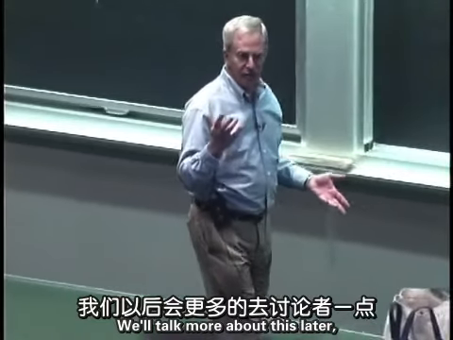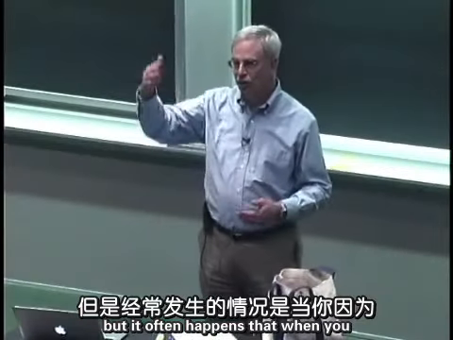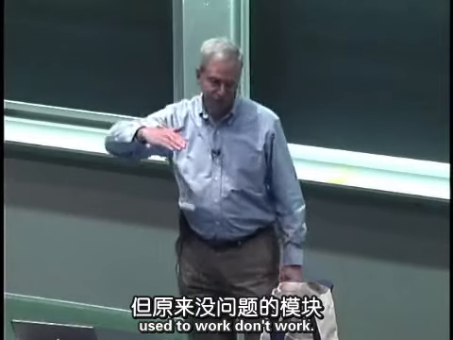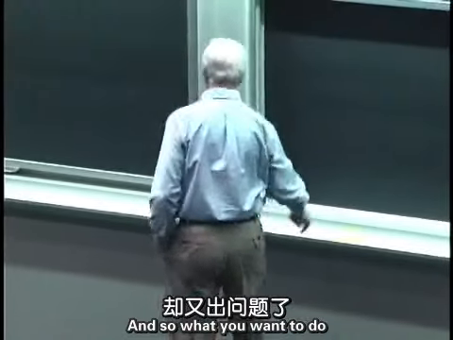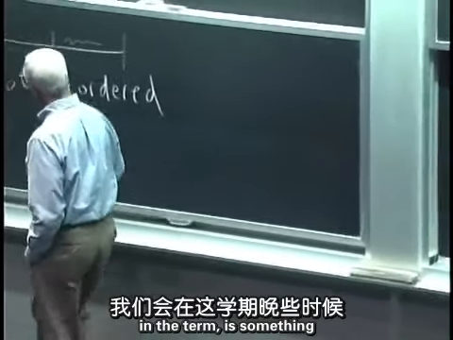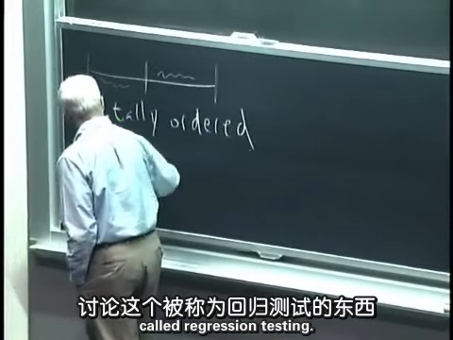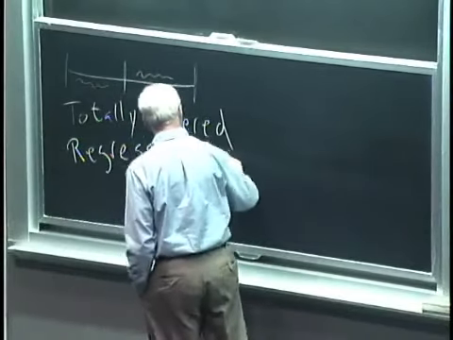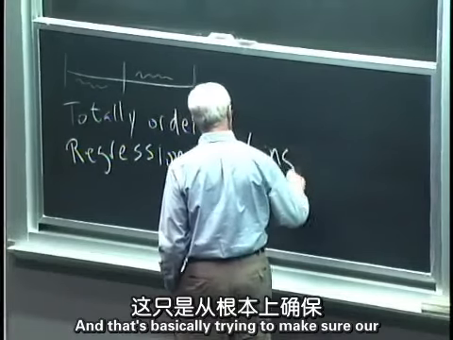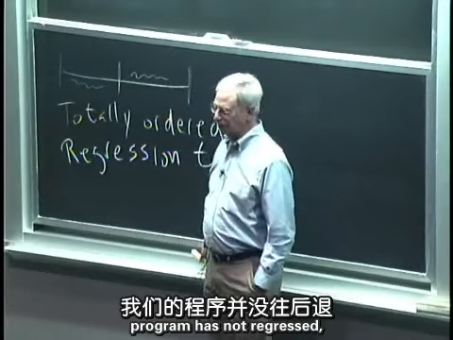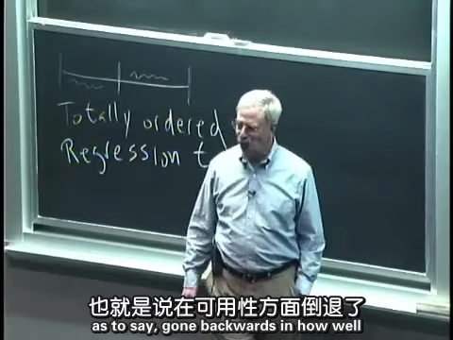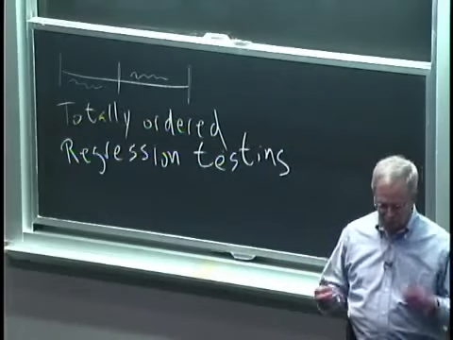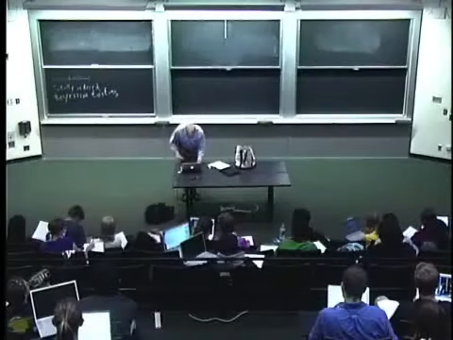We'll talk more about this later, but it often happens that when you change your program to solve one problem, you break it, and things that used to work don't work. And so what you want to do, and again, we'll come back to this later in the term, is something called regression testing. This has nothing to do with linear regression. That's basically trying to make sure our program has not regressed, as to say, gone backwards in how well it works. And so we always test it on everything. All right? So I've created this function. Let's give it a shot and see what happens.